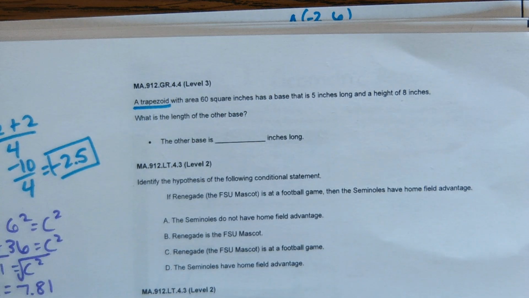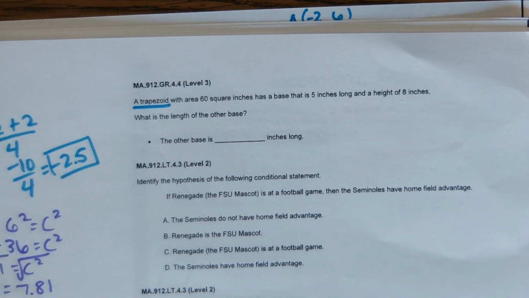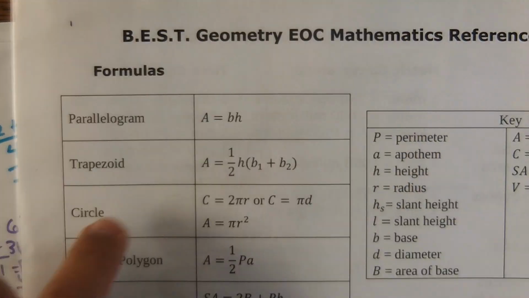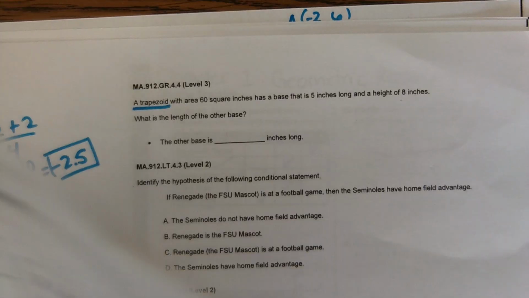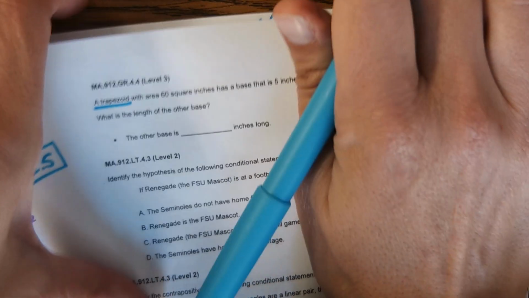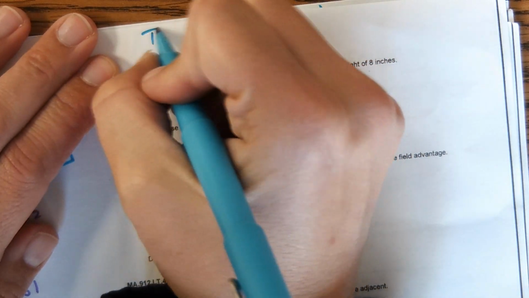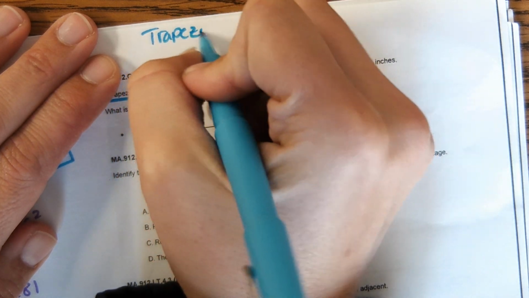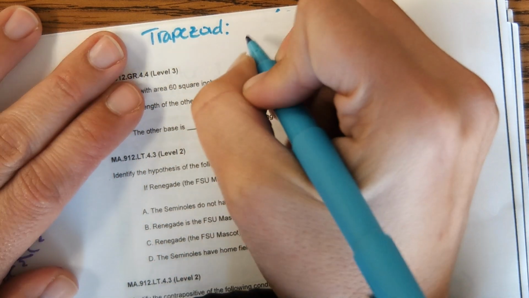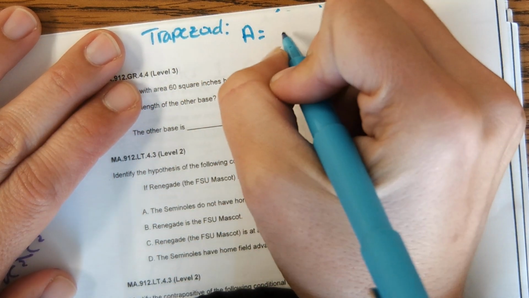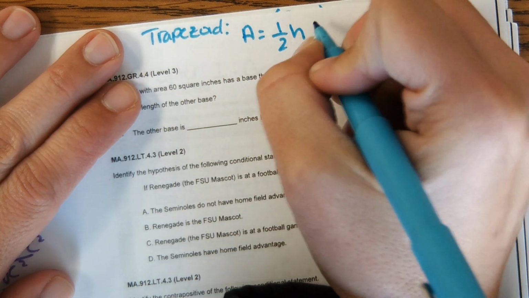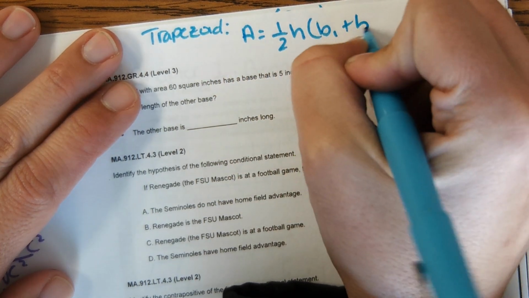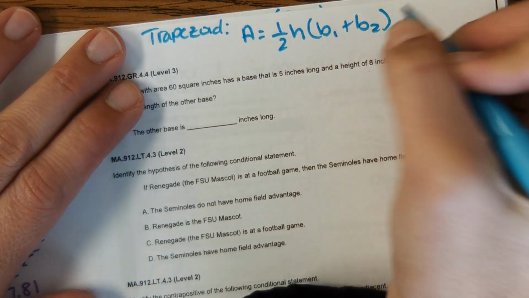So on the reference sheet, it has the equation for area of a trapezoid. It is right here. So I'm going to write this down so I can use it to solve my problem. So trapezoid area equals, and I'm just copying it right from the reference sheet, 1/2 height (b1 plus b2). So that's base 1, base 2.